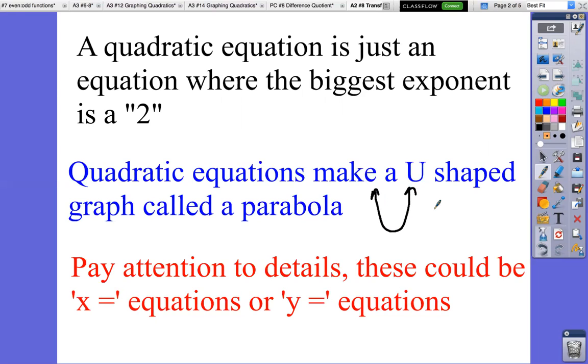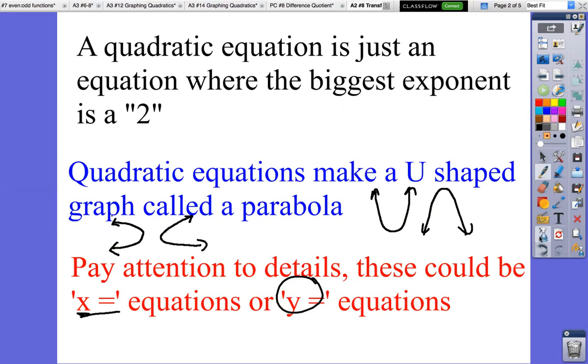This, for the most part, is what we're going to study. We're going to study them that look like this, but we're also going to address if it's x equals, that means it could either open to the right or open to the left. Now, that's more in our unit in second semester when we get on to conics. But if it's x equals, they'll open left and right. Why? Because x goes left and right. Y goes up and down. So if it's y equals, they have to either open up or down.